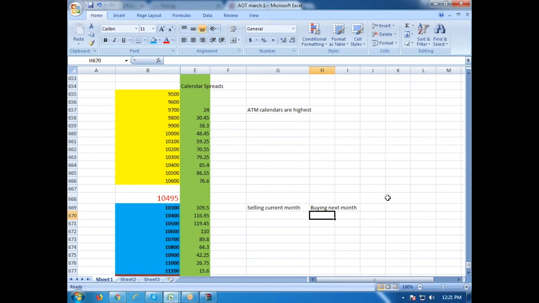Because if current month में volatility गिर जाती है और next month में volatility बढ़ती है तो I should be benefiting from this trade. Isn't it the case? So what are those scenarios? क्या scenario हो सकता है?